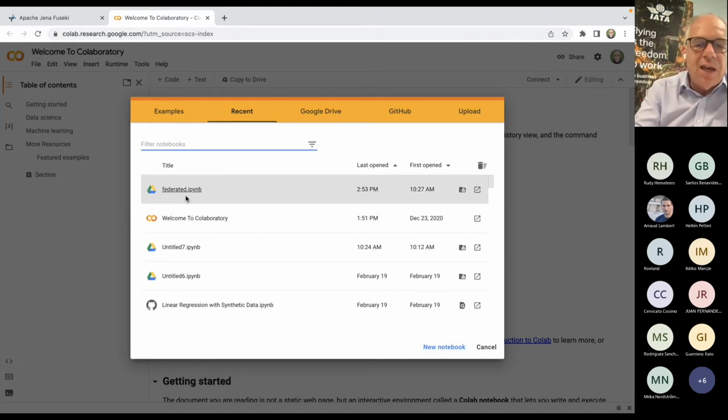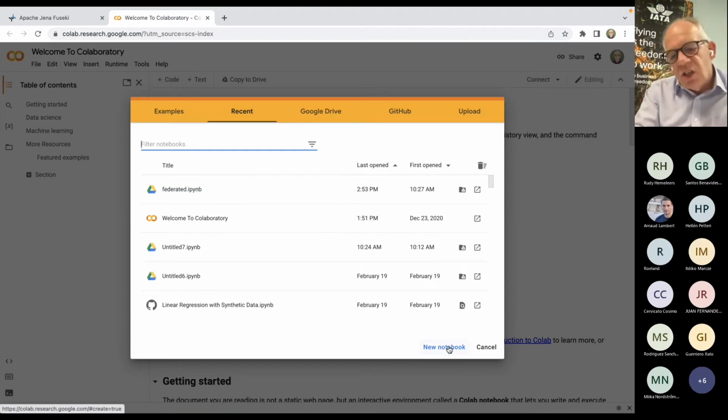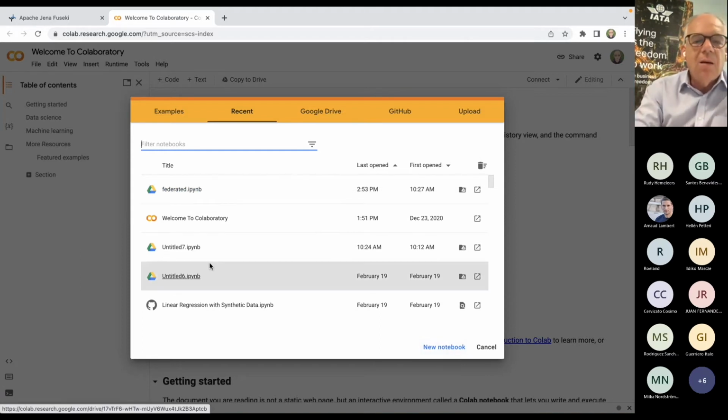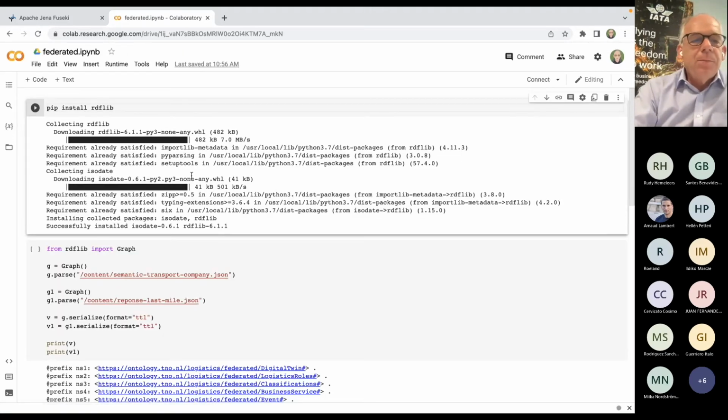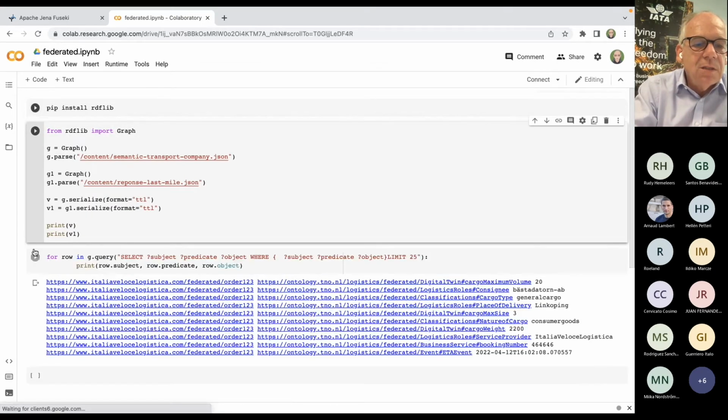So actually I have a federated link here. I'll click on that, but I could just type the new notebook. In fact, the slides will show you how to do that. I'm going to go straight here. Let me just clean this up for you, I should have cleaned this, my apologies. So we start from the start.